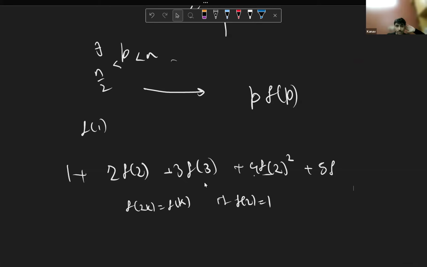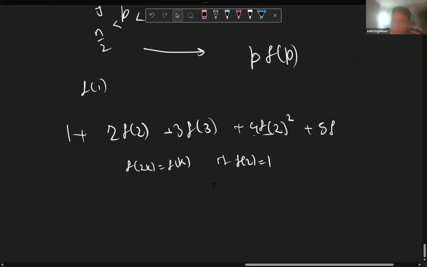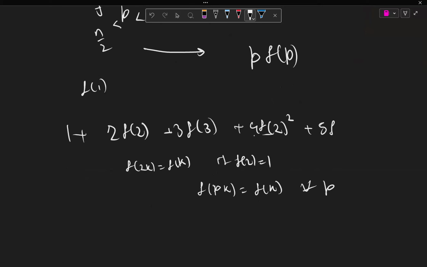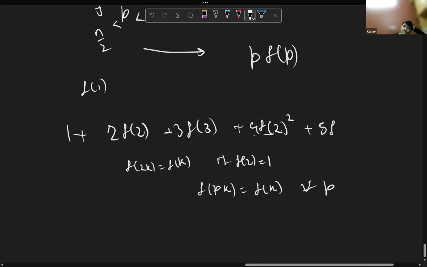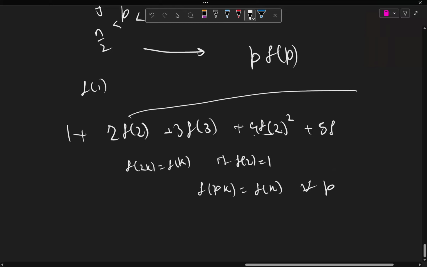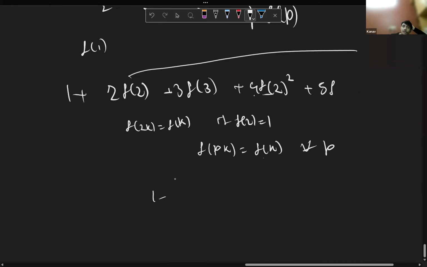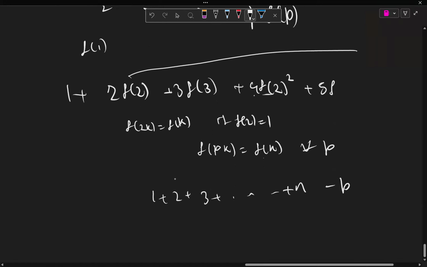Wait, can you repeat? What did you just say? F of pk would just be equal to f of k for all primes less than the largest prime, which is less than n. Why would you want to do that? Also, we just care about these p values, not in general. No, because then the sum will just be 1 plus 2, 1 plus 1. Okay, I see what you're trying to say. So the sum would be 1 plus 2 plus 3 and so on till n minus p.